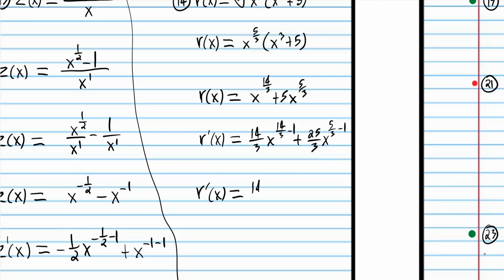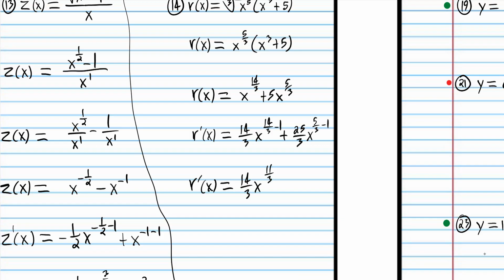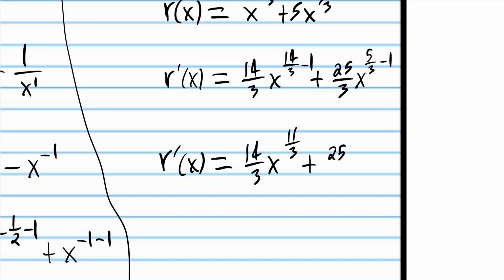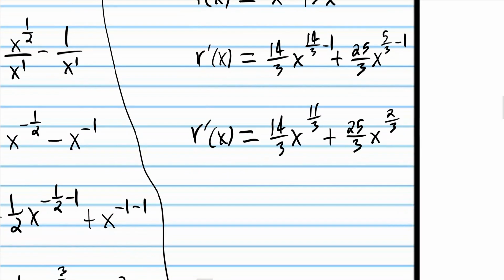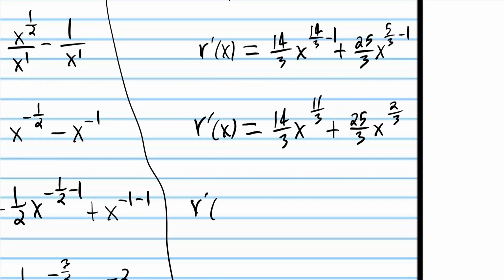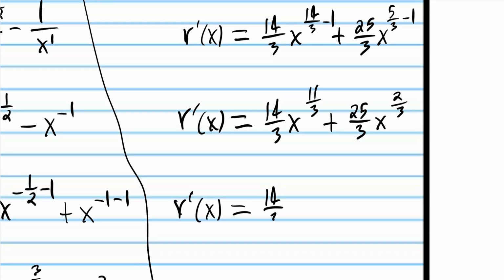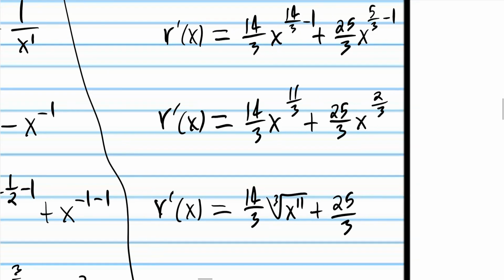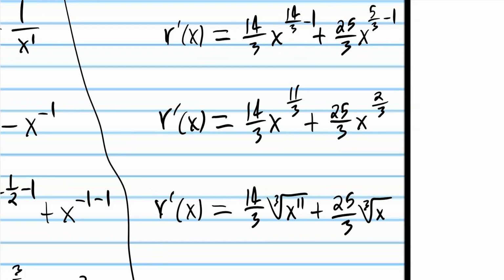Okay, so we have 14/3 x to the 11/3 plus 25/3 x to the 2/3 power. We can't leave our answers with fraction exponents, so we can convert to the cube root of x to the 11th power, and we can convert to the cube root of x squared.